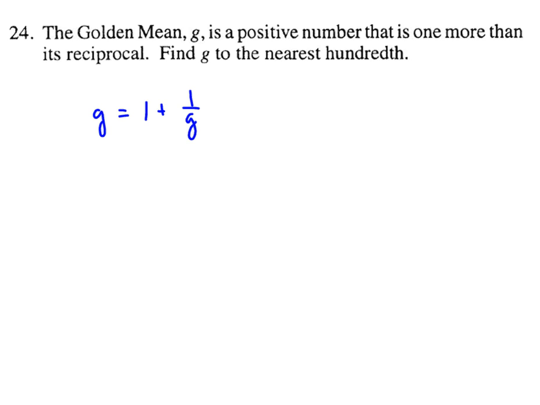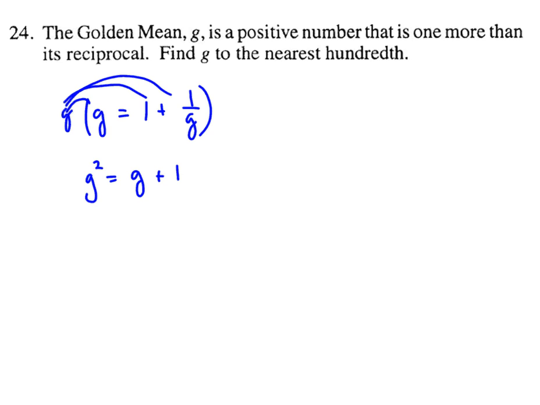We don't want to ever try to solve equations with variables in the denominator. So we're going to multiply everything by g, to get that g out of the denominator. And that's going to give me g squared equals, well, 1 times g is g, so g times g is g squared, 1 times g is g, and then 1 times 1 over g is 1.